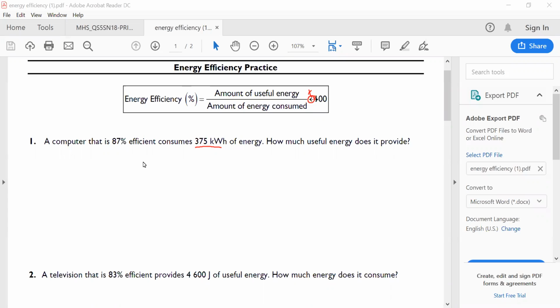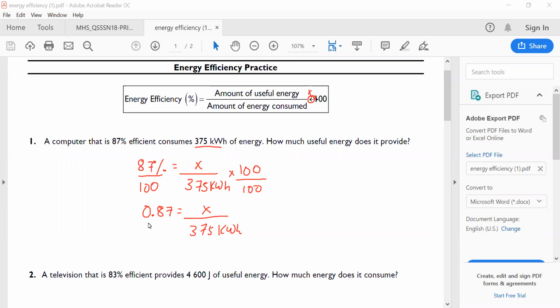So let's plug this into our equation where we have 87% on the left, and that's equal to the amount of useful energy, which we are actually looking for. So I'm going to put this as X over the amount of energy consumed, which is 375 kilowatt hour. It's very important every time that you write down a number that we put a unit next to it, and that way we know for sure that that's what we're talking about. So to isolate for X, we first get rid of the 100 that's next to the equation, and we divide, of course, both sides by this 100, leading us to have 0.87 is equal to X over 375 kilowatt hour.